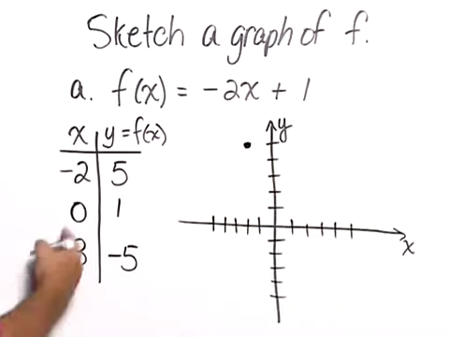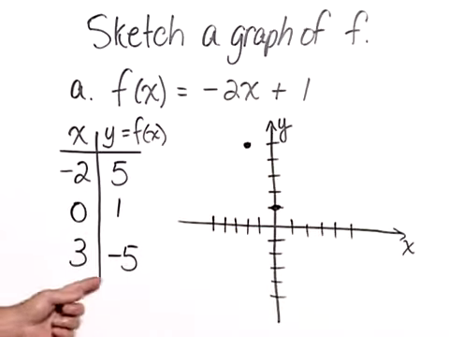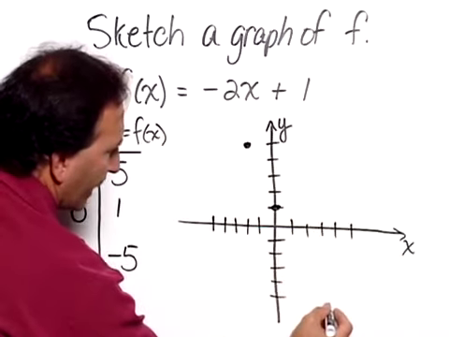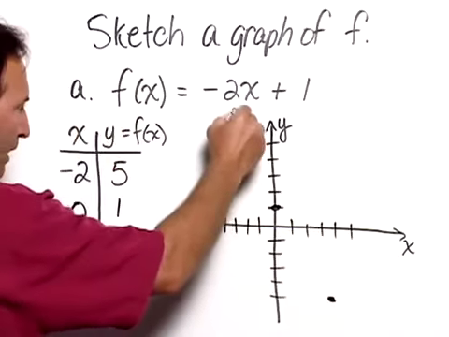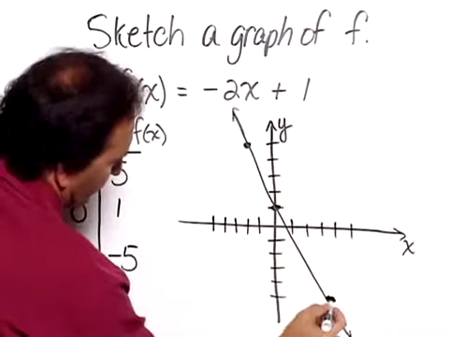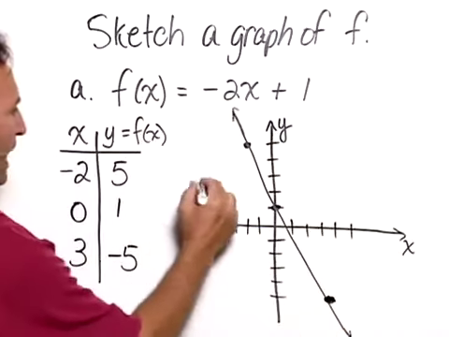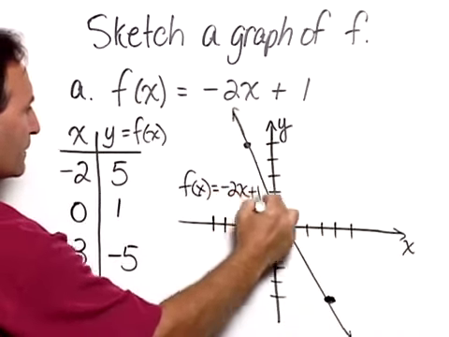Then we have 0, comma, 1. And then finally 3, comma, negative 5. And now we draw what should be a straight line going through those points. So a little bit off there, but this is the graph of f of x equals negative 2x plus 1.